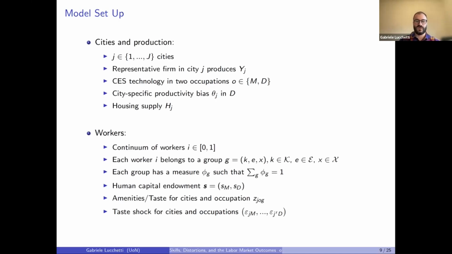Each worker belonging to a group is endowed with a vector of human capital to perform both occupations, the non-cognitive and the cognitive occupation. So human capital is occupation specific. Then each worker has a taste for cities and occupations, which I represent by the letter Z, specific to the city J, the occupation O, and the group G. I'm still thinking about whether to call them amenities, but you can think of this taste as amenities that a city can offer to these workers. And then workers have a taste shock for cities and occupations, represented by this vector of epsilons.